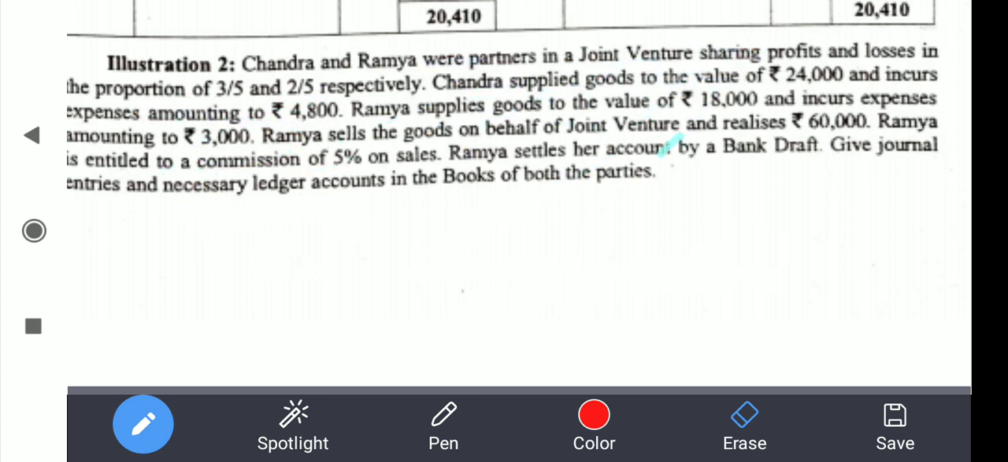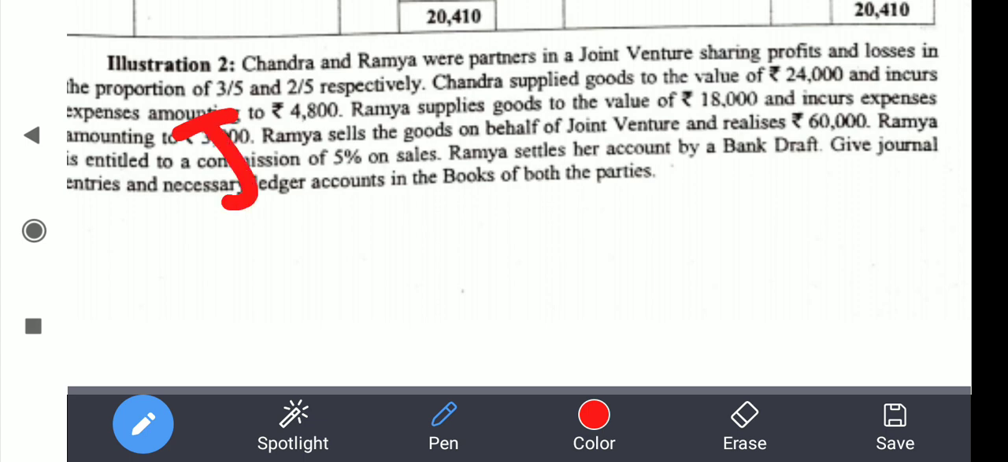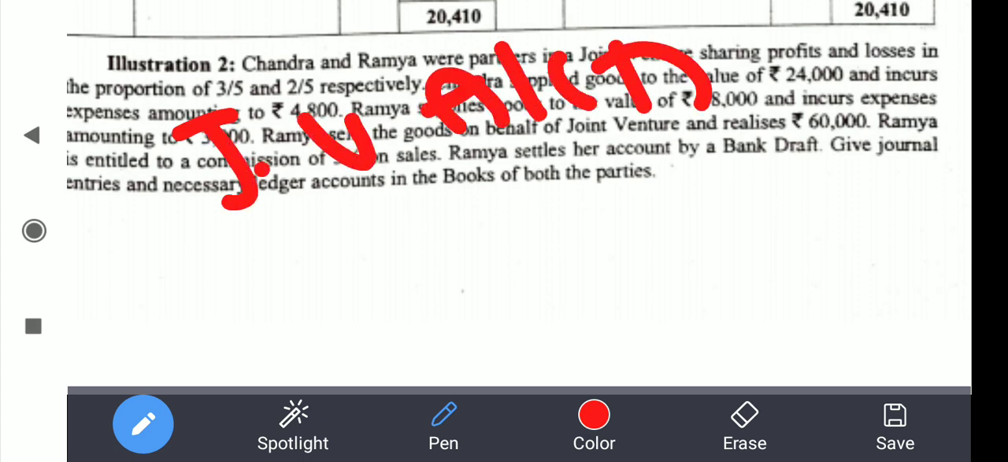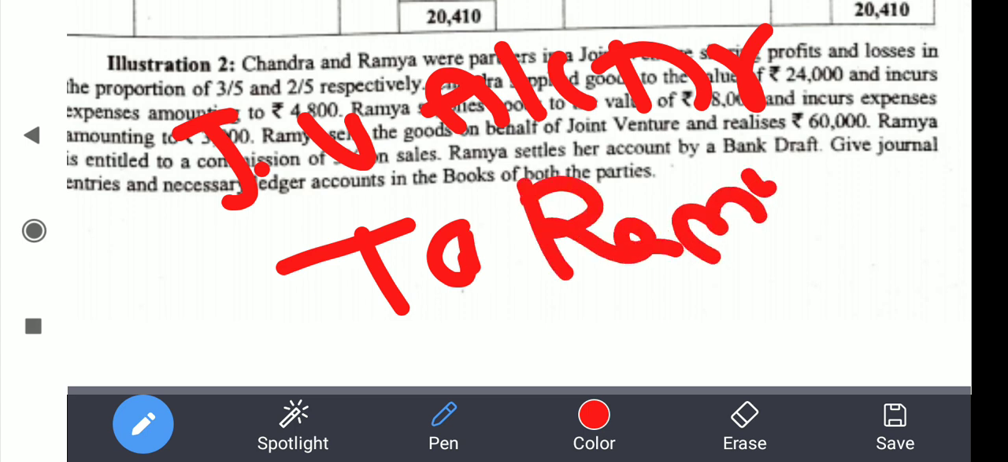Here Chandra supplied the goods and incurred expenditure, and Ramya supplied the goods, and Ramya also paid the expenditure. So if Ramya paid expenditure, what is the general entry? Joint venture account debit to Ramya, not cash. But if any expenditure is incurred by Chandra, at that time we record joint venture account debit to cash or bank account. But here expenditure is paid by Ramya, so we have to use the Ramya name.